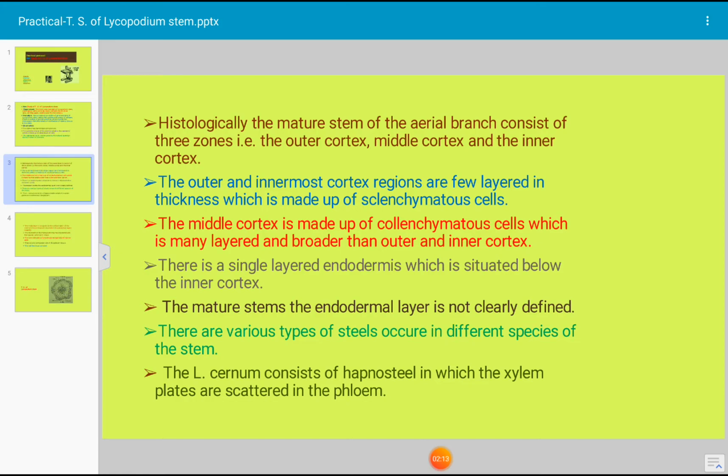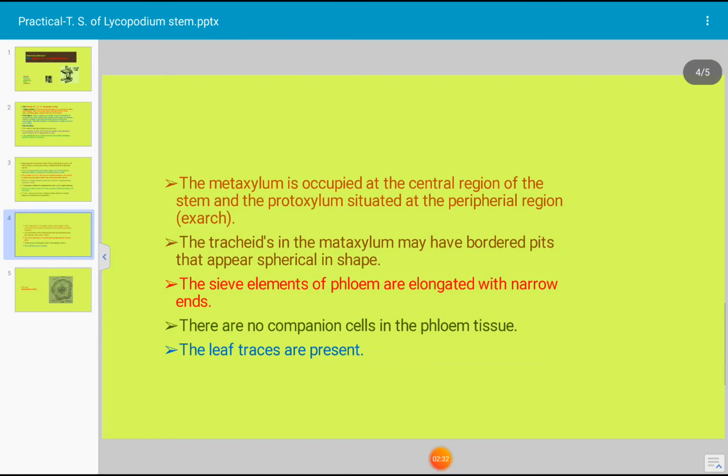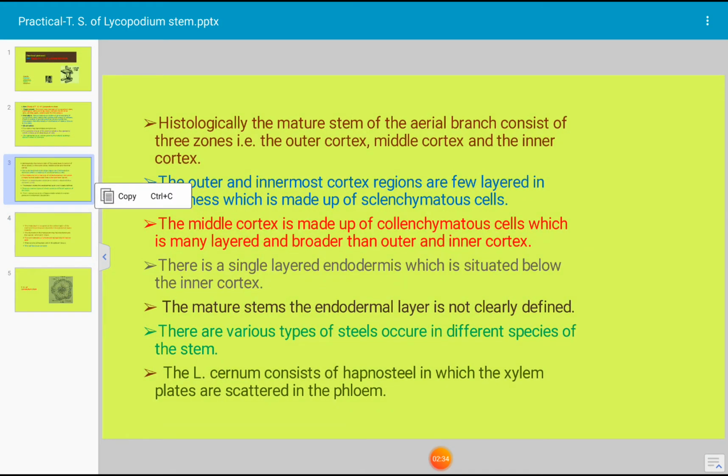The middle cortex is made up of collenchymatous cells, which is many layered and the broader region of the cortex, and it is situated between the outer and inner cortex. There is a single layered endodermis, which is situated below the inner cortex. In the mature stem, the endodermal layer is not clearly defined. There are various types of steles that occur in different species of the stem of Lycopodium.